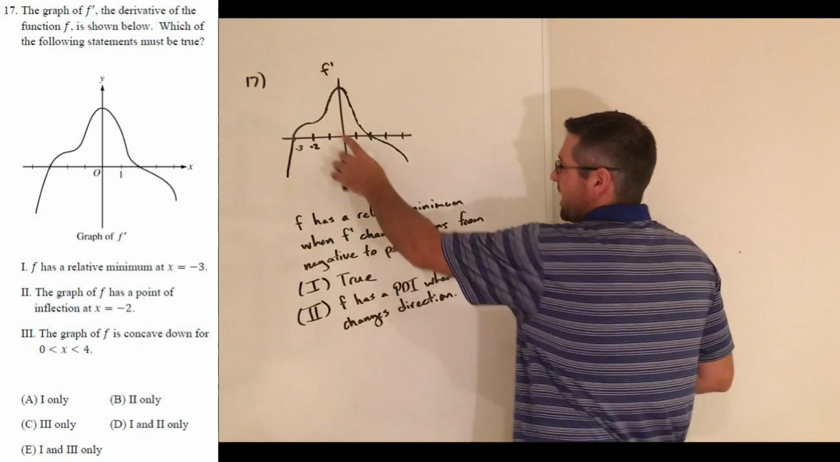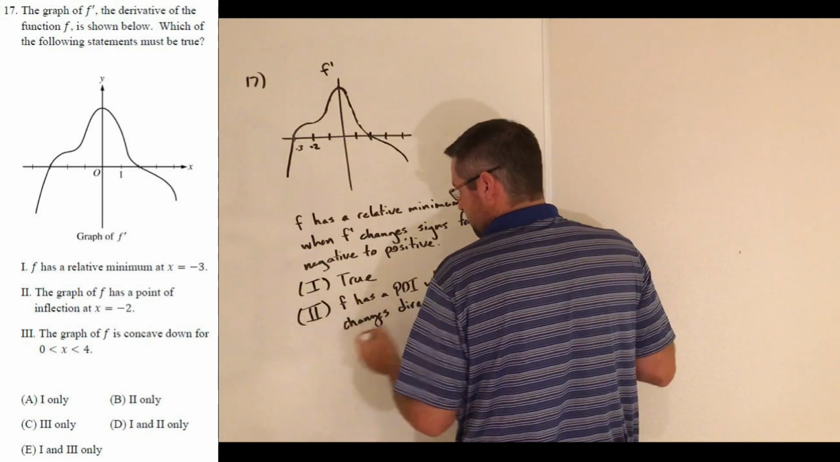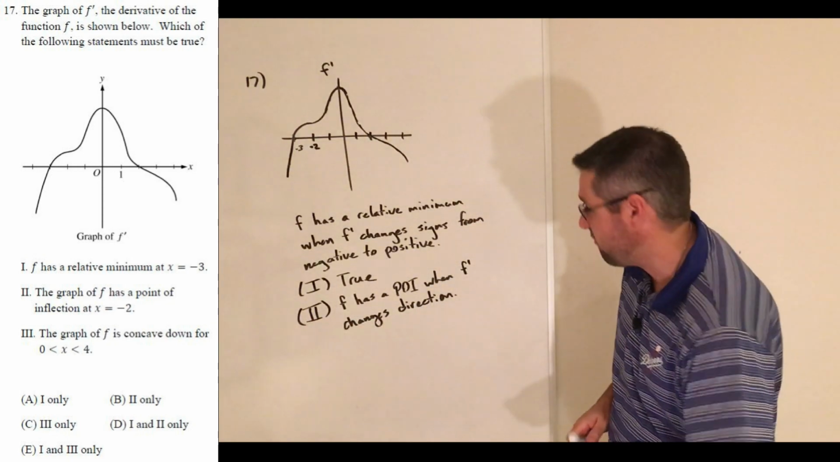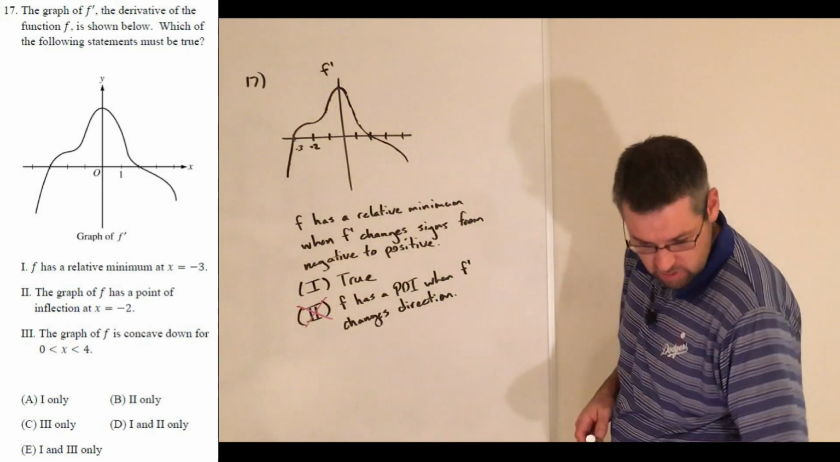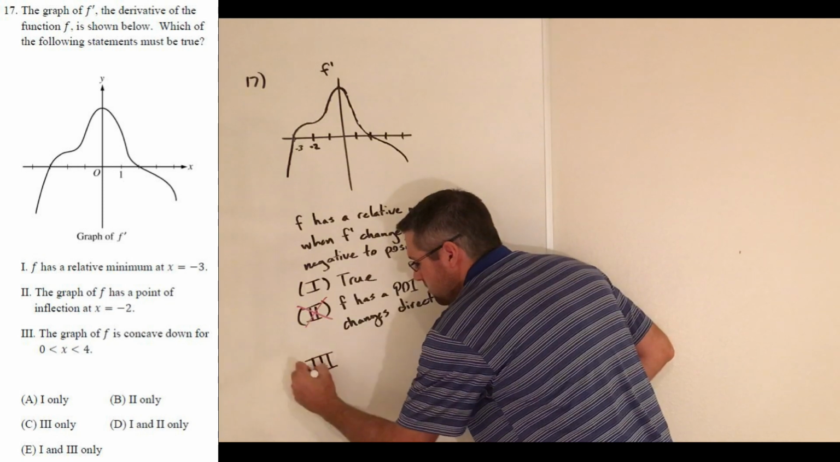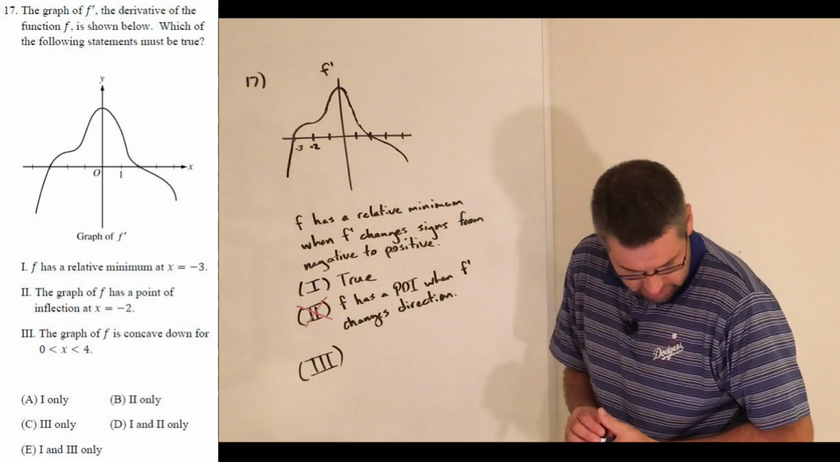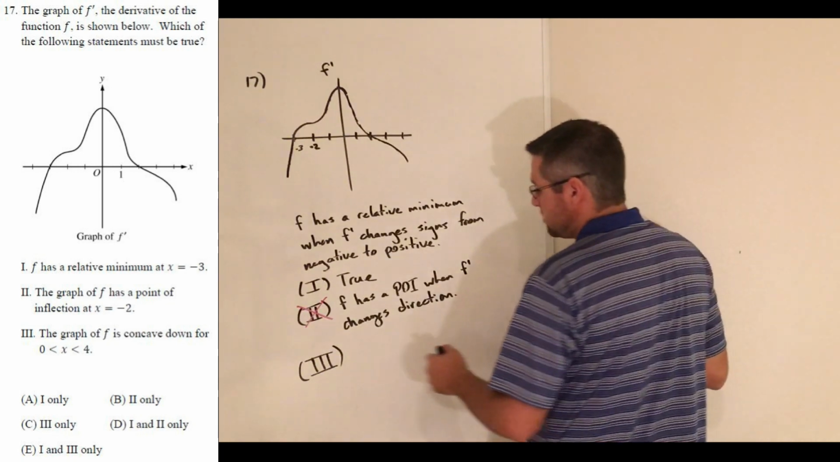So we don't see that at negative 2. So we don't have a point of inflection for the graph of f at negative 2 there. And then option 3, it says that the graph of f is concave down from 0 to 4.